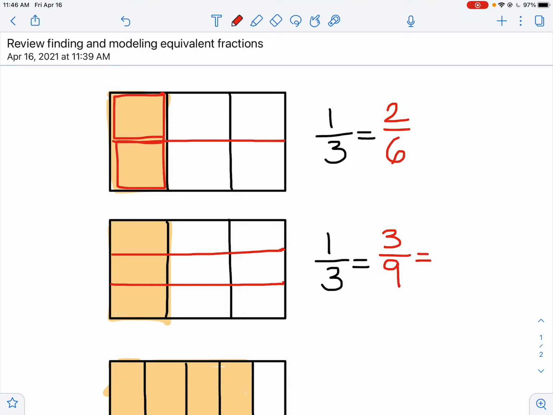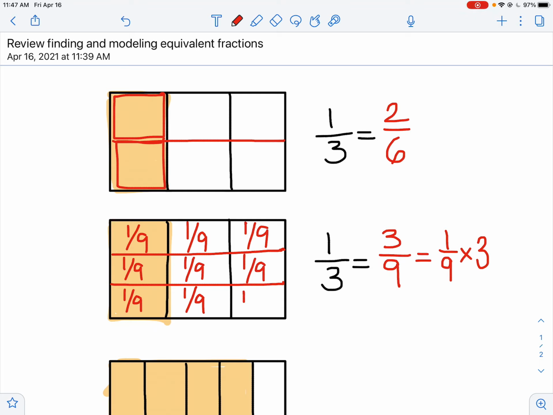I could also write this as 1/9 times 3, right? Remember, I have 1/9 here, I have 1/9 here, 1/9 here, and so on. And I have 3 of them, so I could write it as 1/9 times 3. I could also write it as 1/9 plus 1/9 plus 1/9. Right? All of that kind of coming back to you. All of those are equivalent. They're all equaling the same thing: 1/3, 3/9, 1/9 times 3, 1/9 plus 1/9 plus 1/9. All the same part of our fraction.